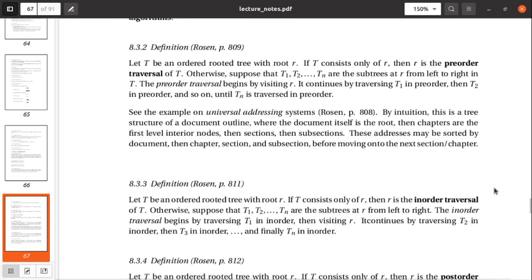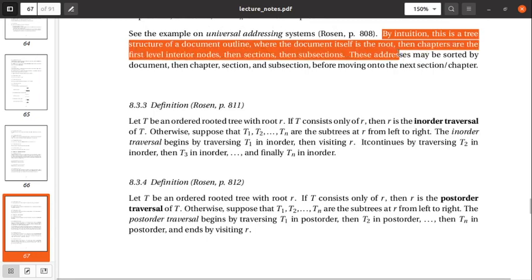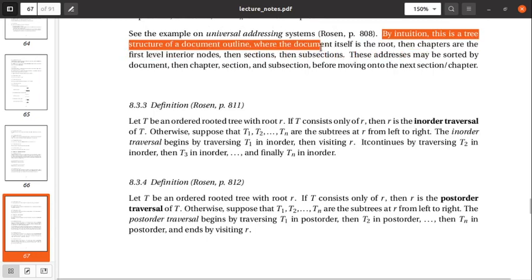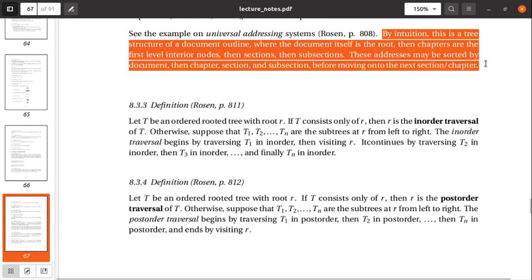Oh, I guess I should have included that if I referenced it. Anyway, by intuition, this is a tree structure of a document outline, where the document itself is the root, and then the chapters are the first level interior nodes, then sections and subsections, and so forth. These addresses may be sorted by document, then chapter, section, and subsection, before moving on to the next section and chapter, and so forth.